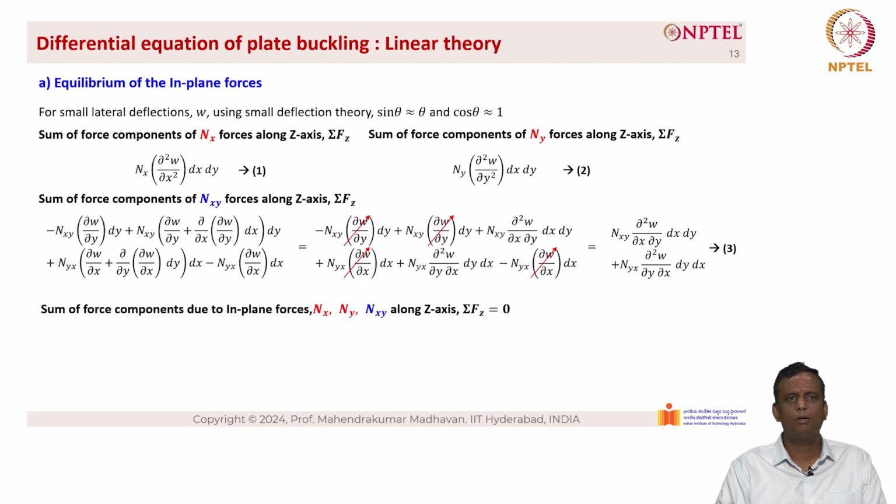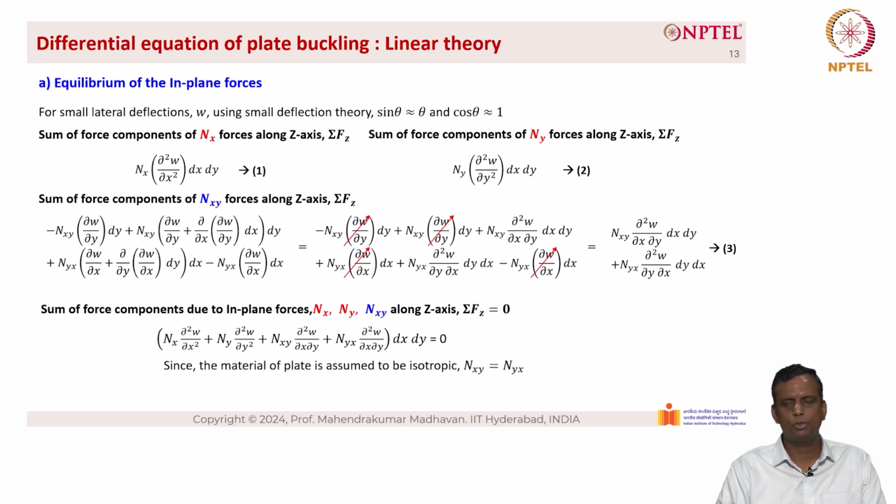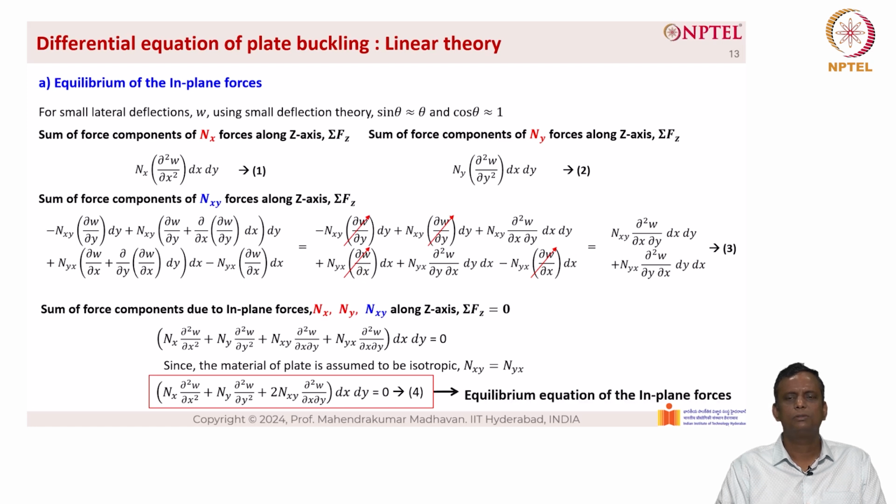When we add all the three components, which is the total sum of the forces in the z direction, we have Nx into ∂²w/∂x² plus Ny into ∂²w/∂y² plus Nxy into ∂²w/∂x∂y plus Nyx into ∂²w/∂x∂y, into dx into dy equal to 0. Now, since the material of the plate is assumed to be isotropic, Nxy is equal to Nyx. So, this gives rise to the equation Nx into ∂²w/∂x² plus Ny into ∂²w/∂y² plus 2Nxy into ∂²w/∂x∂y, into dx into dy equal to 0, which becomes equation 4. So, these are the equilibrium equations of the in-plane forces.